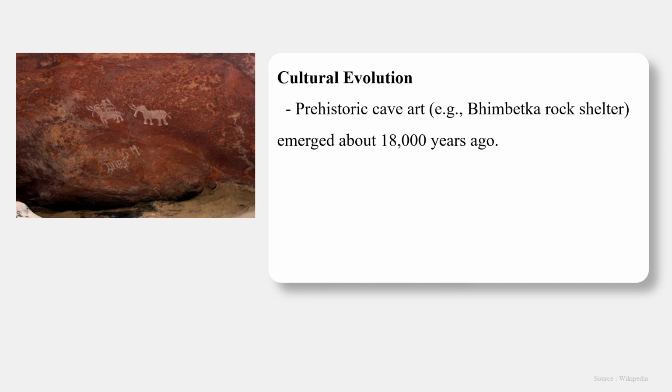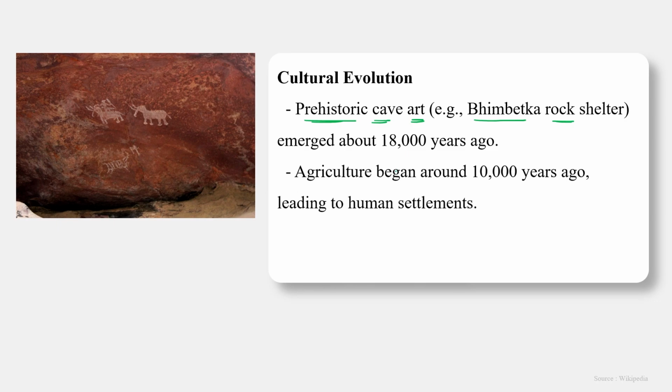So initially, all types of humans developed from time to time, like Cro-Magnon man. They had very much interest in developing different kinds of art. Some rock shelters or caves, like in India, the Bhimbetka rock shelter, have prehistoric art, and they emerged about 18,000 years ago.